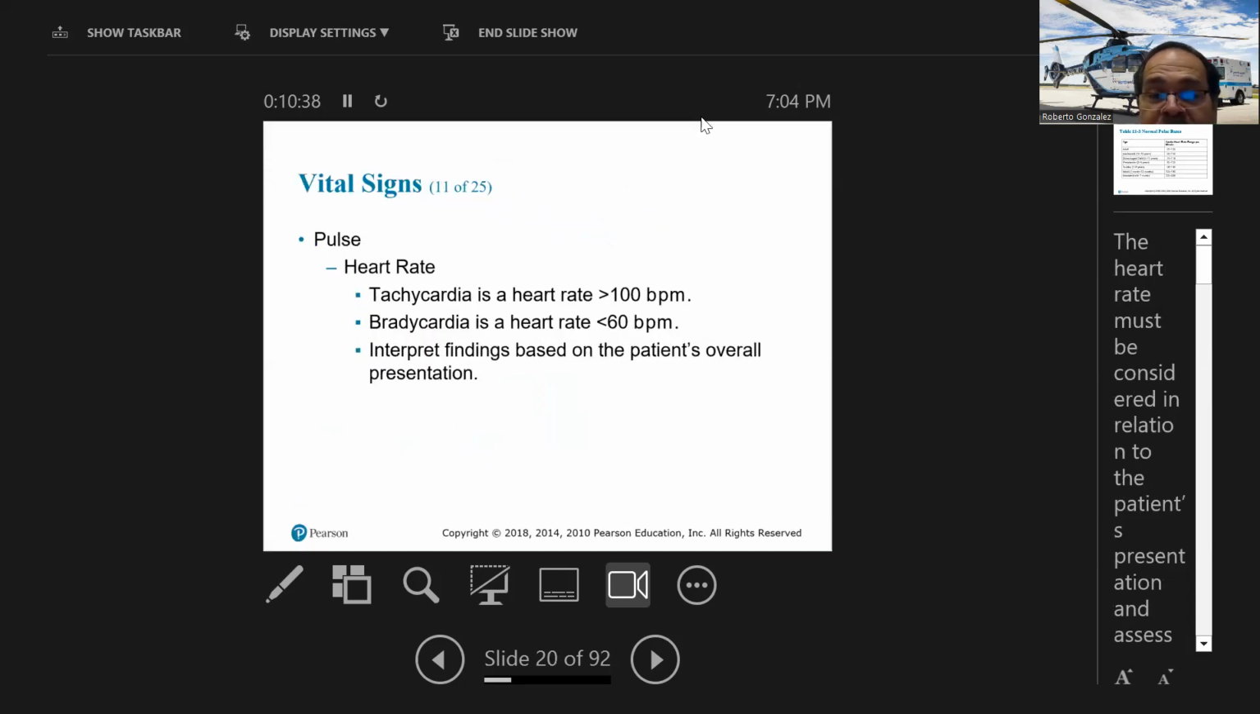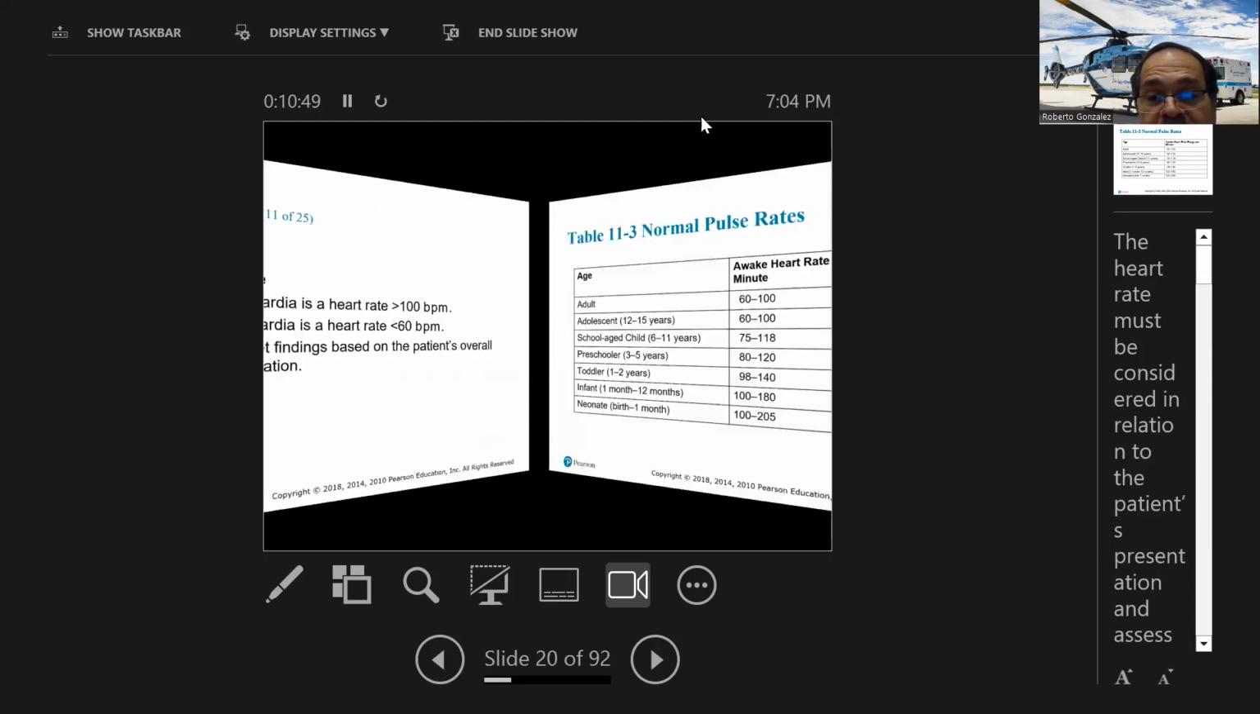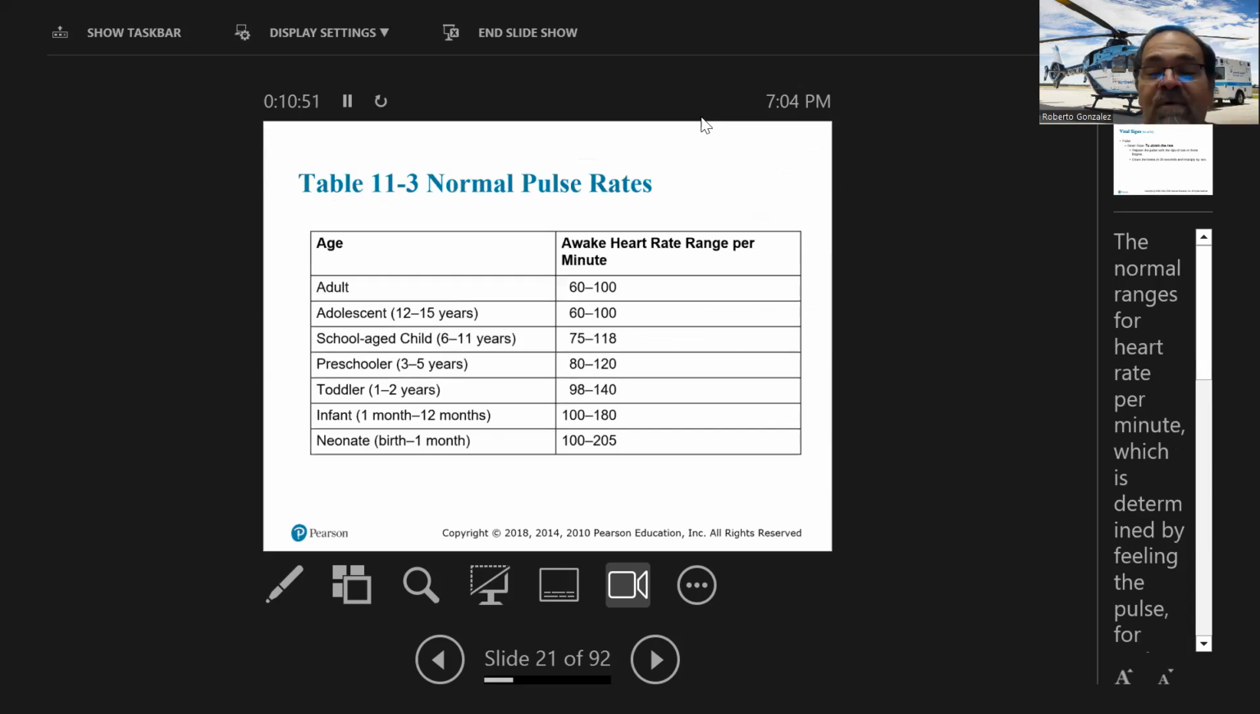Tachycardia is a heart rate of anything above 100, and bradycardia is anything below 60. Interpret findings based on the patient's overall presentation. So what is it that they're showing you, or how do they look?